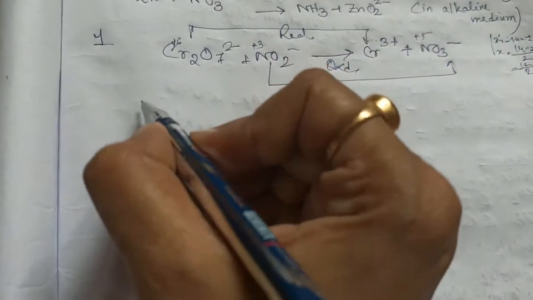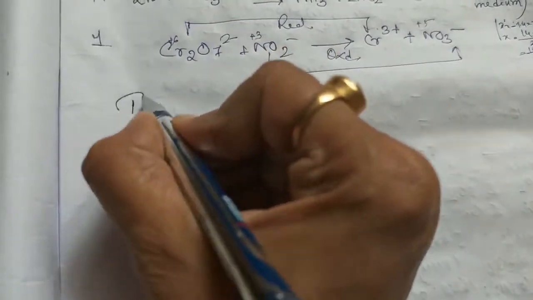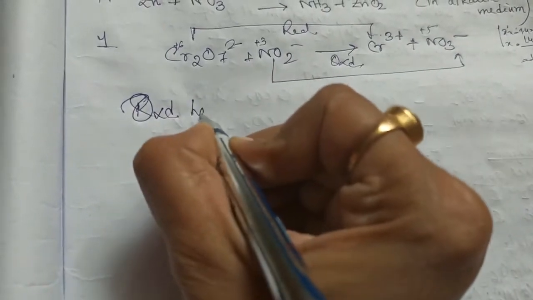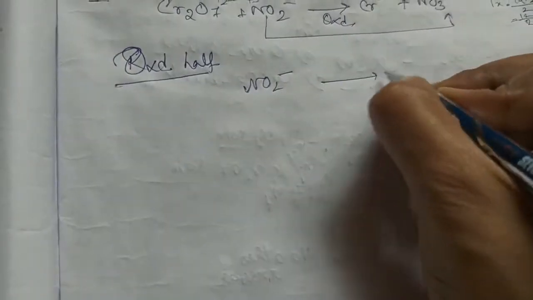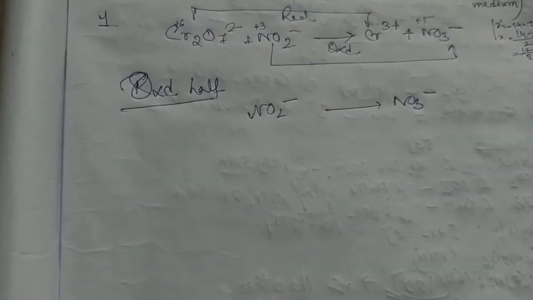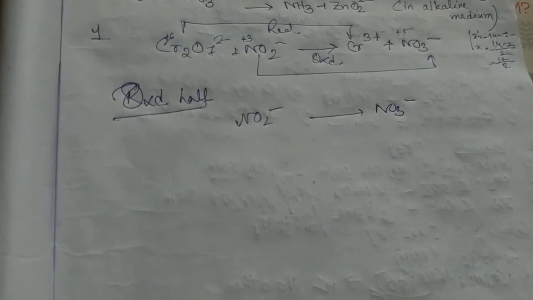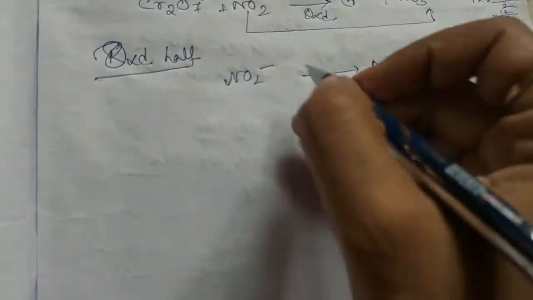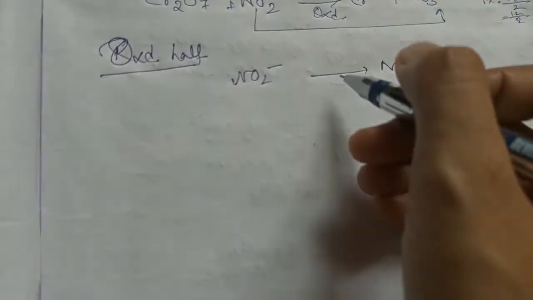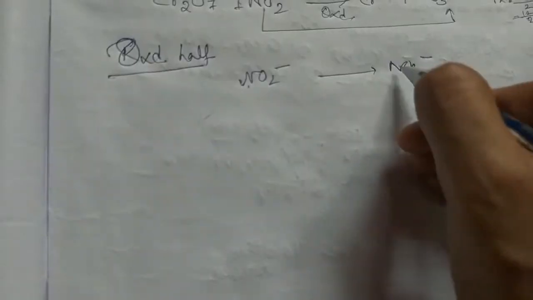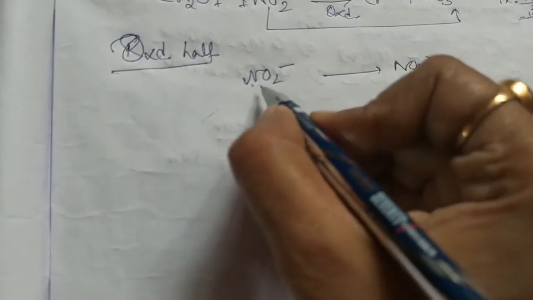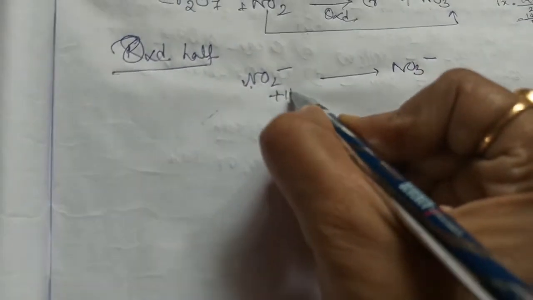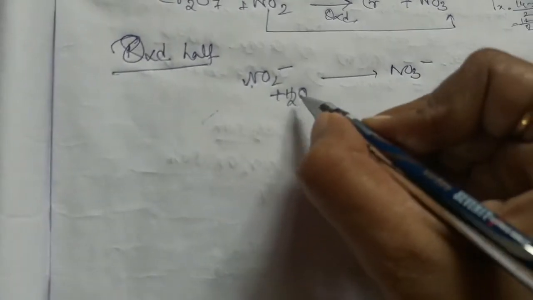Now we will separate the reduction half and the oxidation half. Let us start first with the oxidation half. The oxidation half is NO2 minus to NO3 minus. As I have stated the steps last day, here it is in acidic medium. First we balance atoms other than hydrogen and oxygen; nitrogen is already balanced. You need to balance oxygen by adding water. The left hand side is 1 oxygen less, so we need to give 1 water molecule. Now this side has 2 hydrogen, so to balance we'll add 2H plus.